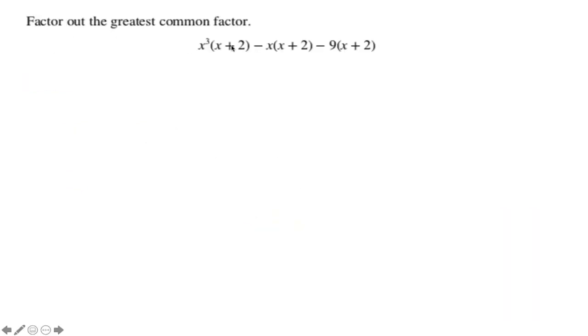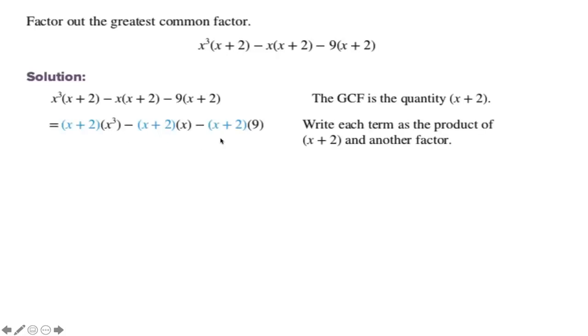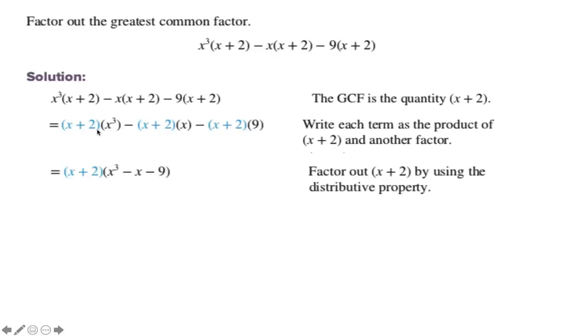Okay, pull out the greatest common factor here. Well, x plus 2, x plus 2, x plus 2 is certainly a factor of all of them. And then x cubed, x, and 9, there's nothing in common there, so x plus 2 is the greatest common factor. So if I pull that out of all the terms, what I have left is x cubed, x, and 9. And that's how you can pull out x plus 2.